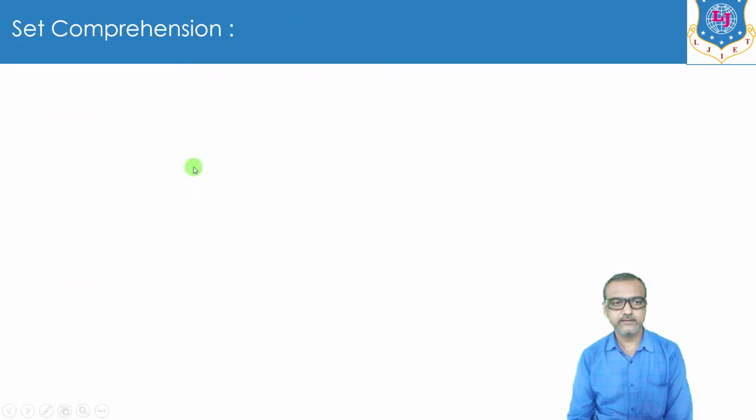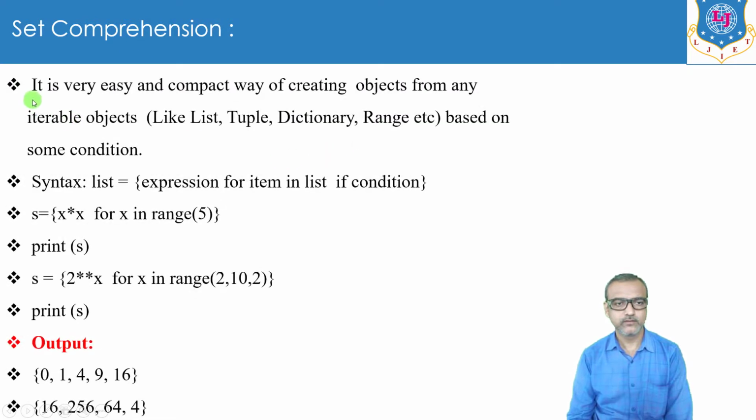Now we will see the next topic, that is set comprehension. It is a very easy and compact way of creating objects from any iterable objects like list, tuple, dictionary, range, etc. based on some condition. So we have the syntax of set comprehension: S equals to, in curly brackets, expression for item in list, then after if condition.